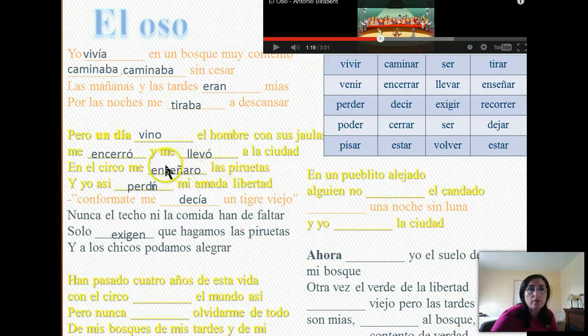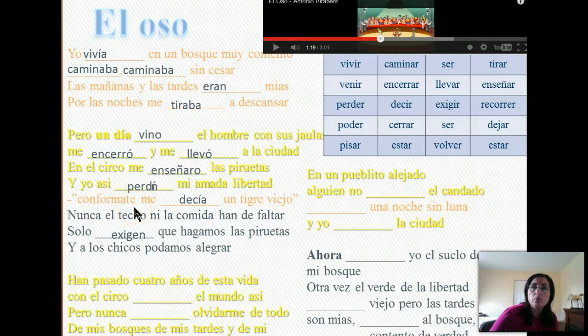Okay, so in this paragraph over here, in the enseñaron, the N went over there, sorry. But it's supposed to be enseñaron and perdí, for perder. So in this paragraph, now the action happened. See, the man came and took this poor oso to the city. And they taught him a lot of pirouettes, and he lost that way his beloved freedom. The blue one is the imperfect, and we have here one thing that used to happen all the time, not in a specific moment, and that's why it is imperfecto.